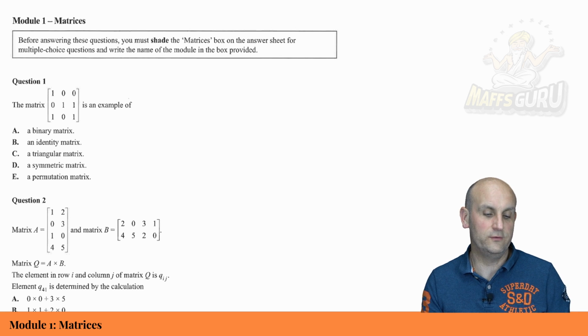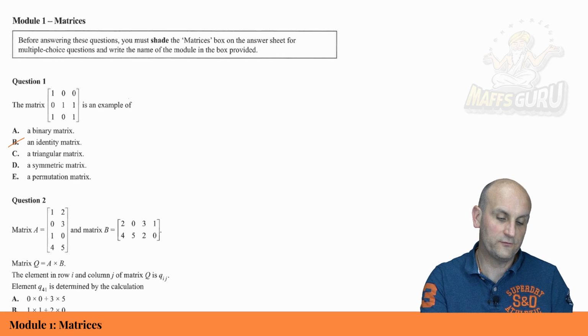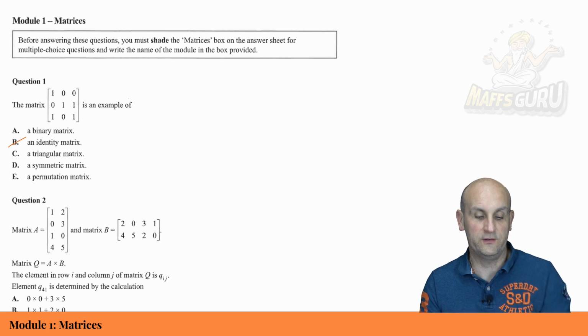So matrices, let's go through these. The matrix is an example of a binary matrix. It's definitely binary because binary is ones and zeros. Identity, nope, because for an identity matrix, it has to have ones on the diagonal.